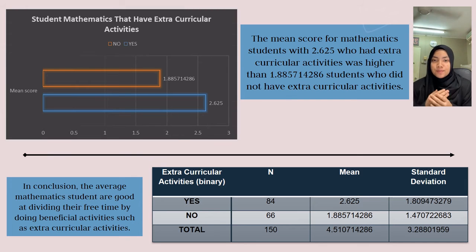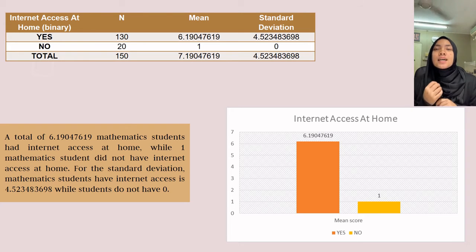Next is about the data of mathematics students who have extracurricular activities. From the data, we can see that the mean score of 2.625 for mathematics students who had extracurricular activities was higher than 1.885714286 for students who did not have extracurricular activities. So that means the average mathematics students are good at dividing their free time by doing beneficial activities such as extracurricular activities.